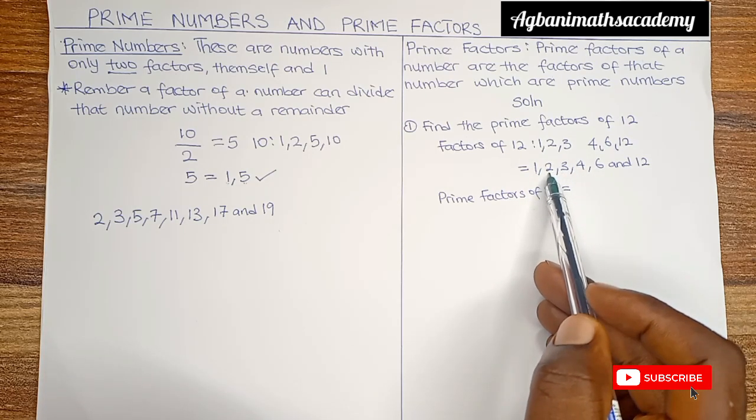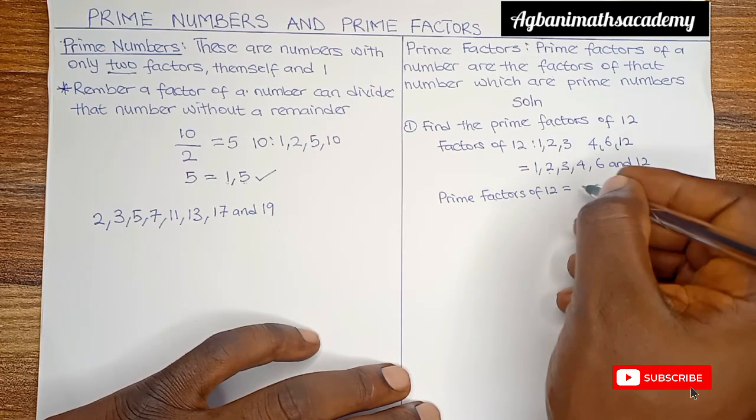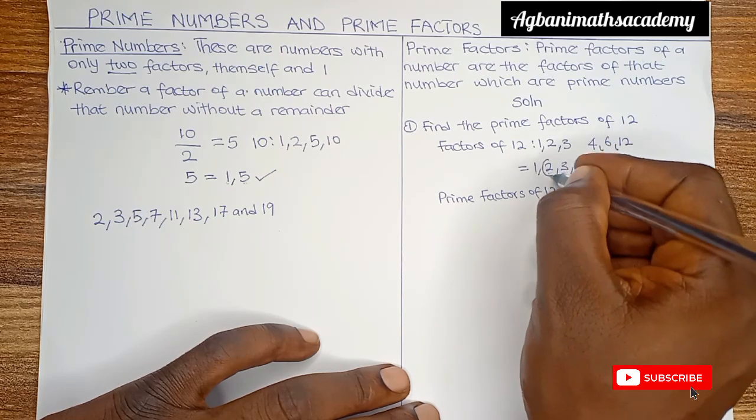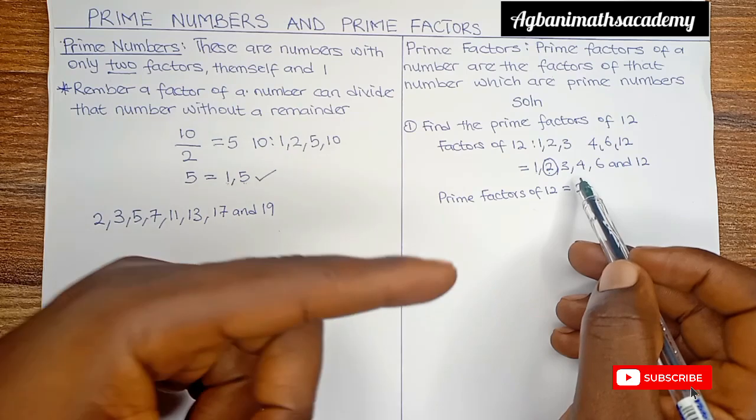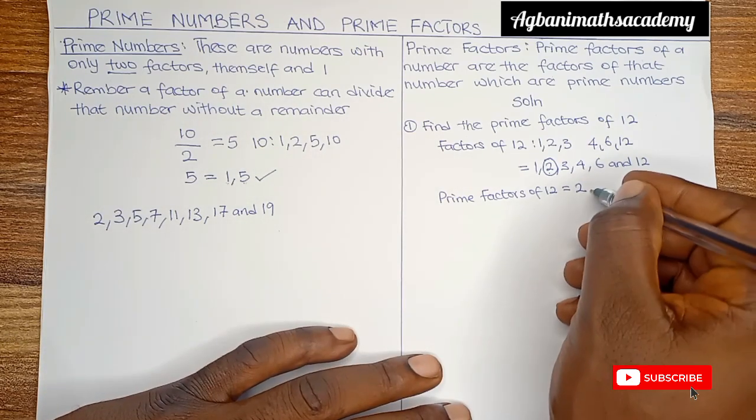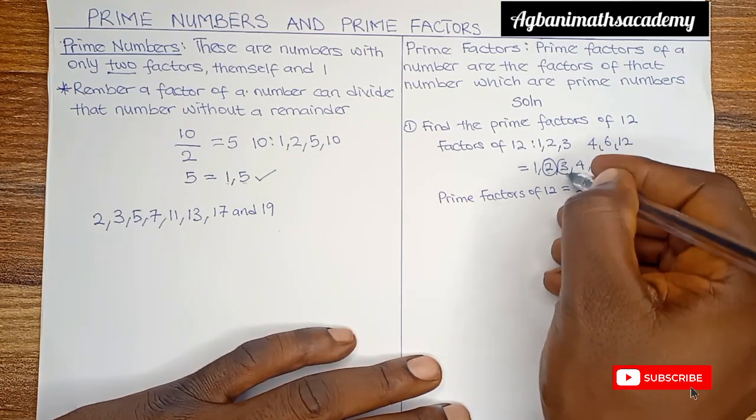Is 2 a prime number? Yes, 2 is a prime number. This means 2 qualifies to be a prime factor of 12. So we have 2. What about 3? 3 is a prime number. It can only be divided by itself and 1 without leaving a remainder. So 3 is also here.